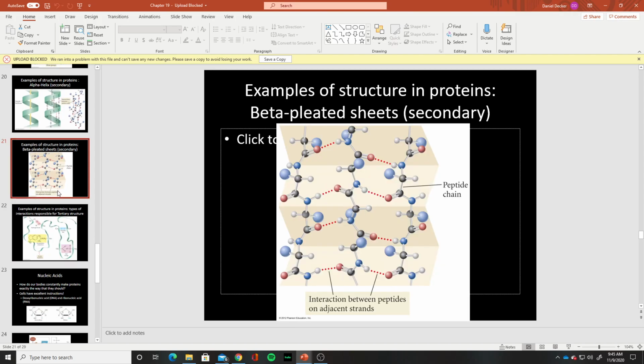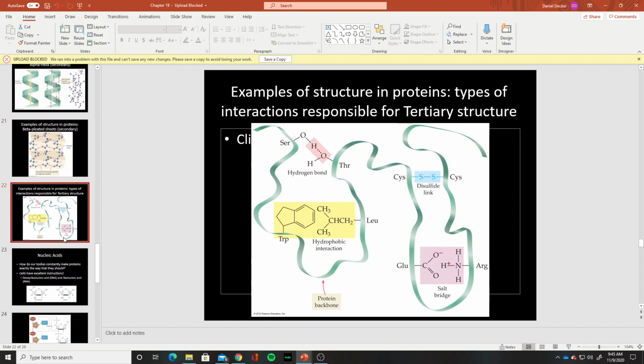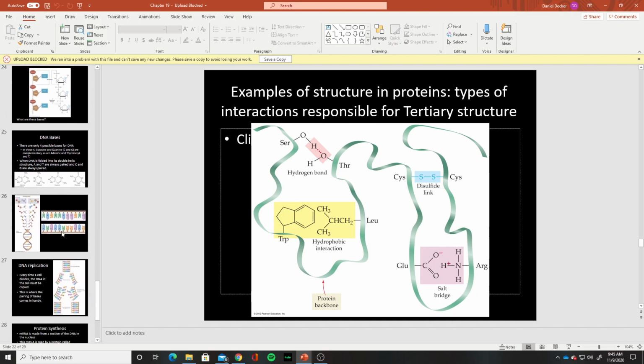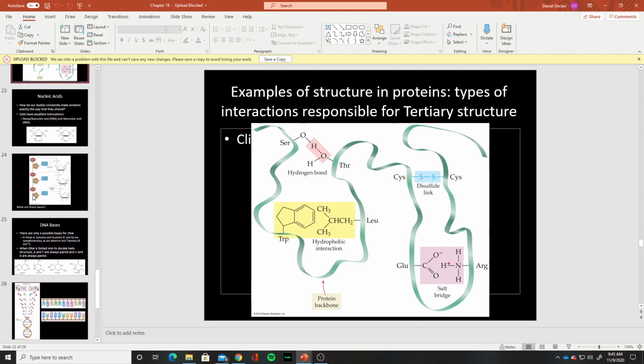Okay, so this is just talking more about those different kinds of structures. Obviously, I'm not going to have you drawing any of these or anything like that. It is just going to be recognizing them and identifying them.